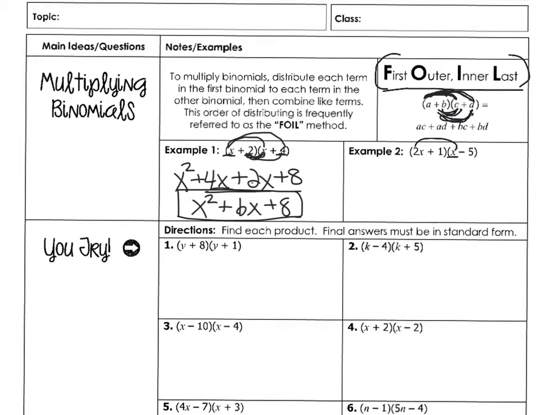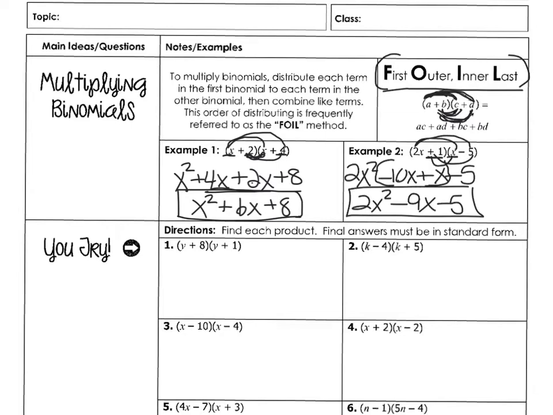So 2x with the first term x is 2x squared. And then 2x times negative 5, so negative 10x. Then you're going to distribute the positive 1 times x, so it's x. And then the 1 times negative 5, so it's negative 5. So now you need to combine your like terms. Negative 10x plus x is going to be negative 9x. And bring down your minus 5. Okay?